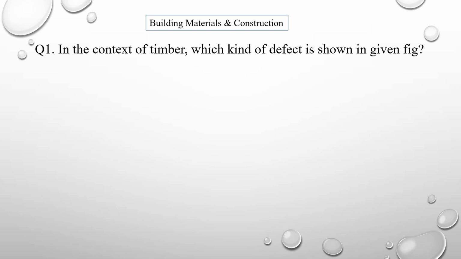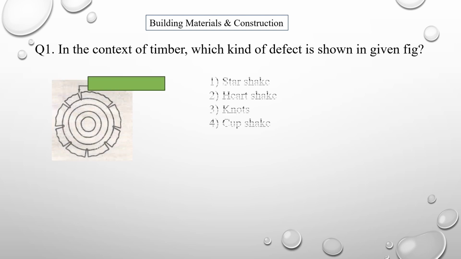The question is, in the context of timber, which kind of defect is shown in the given figure? This is the given figure and these are the options. In the given figure, one thing we observe is that cracks are formed from the outer side to the inner side of this timber. Let's first discuss the parts of timber. The central part of this timber is pith, and after pith there is heartwood, then after heartwood there is sapwood, then after sapwood there is the cambium layer, after the cambium layer there is inner bark, and after inner bark there is outer bark, which is the outermost layer of timber.